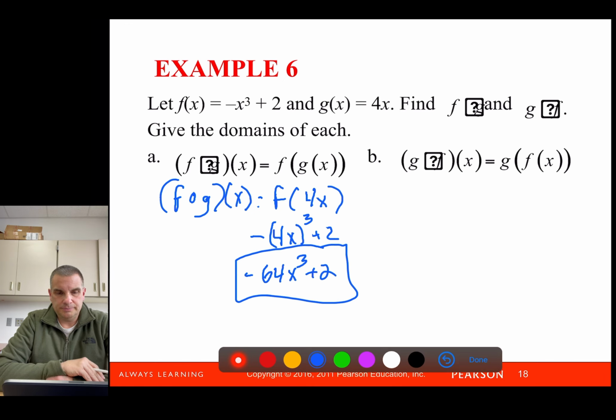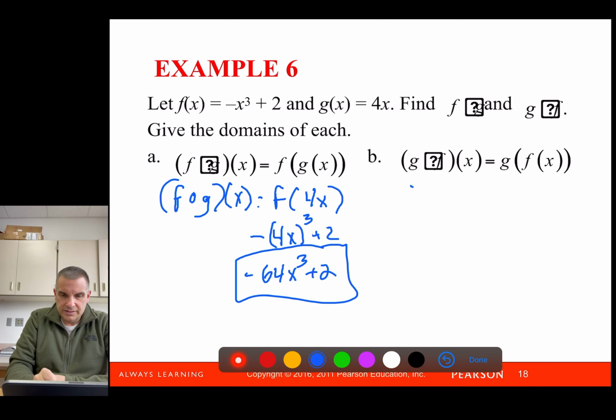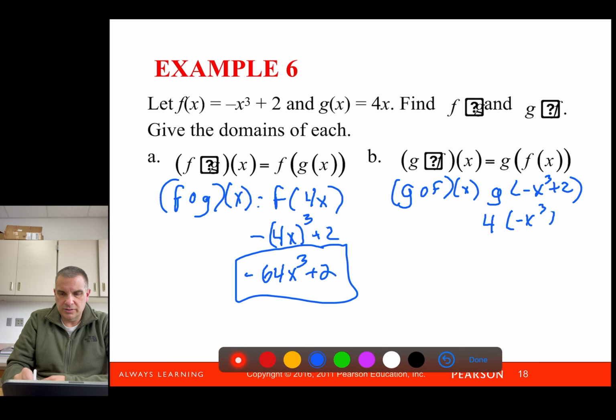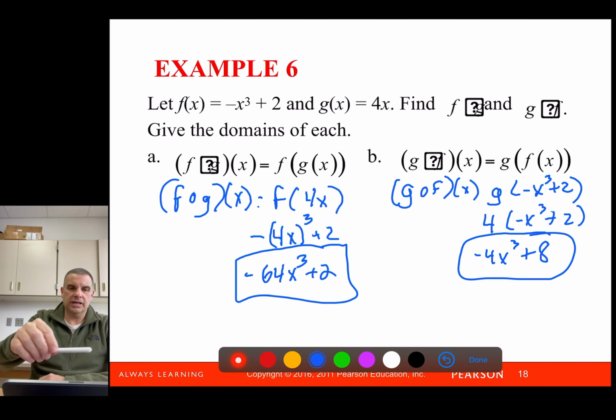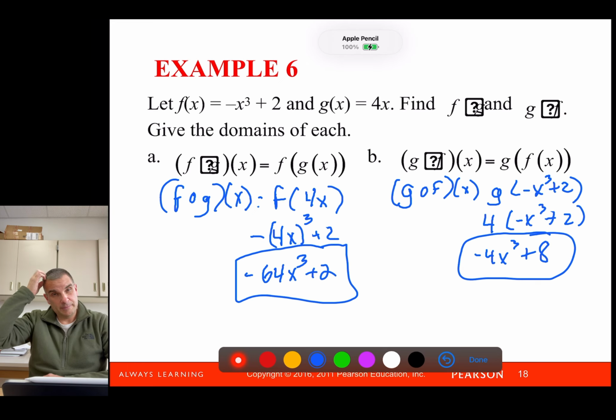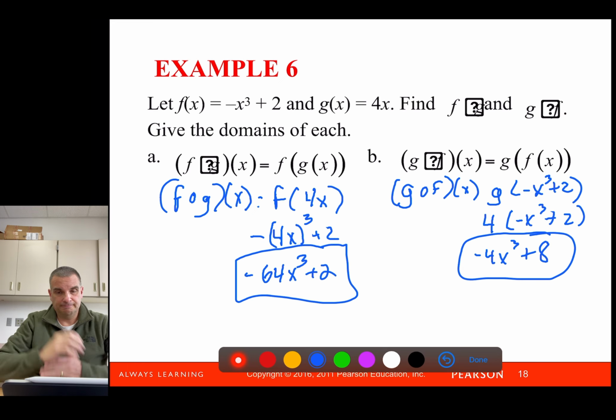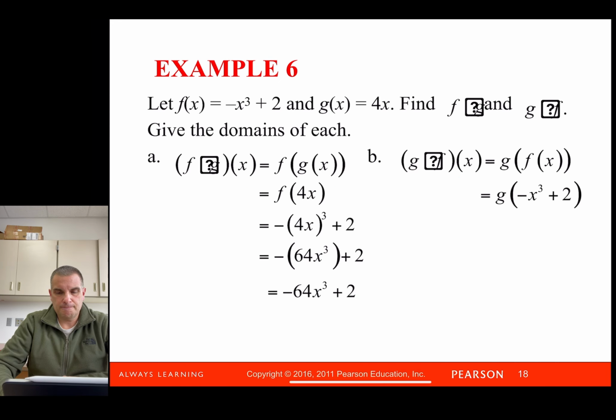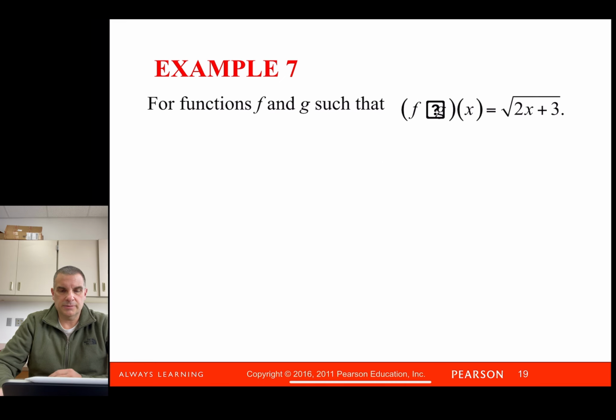And the last one, we're asked to find g of f of x. My f of x is negative x cubed plus 2. So anywhere in the g function where I see an x, I'm going to replace it with negative x cubed plus 2. So that's negative 4x cubed plus 8. And that's your solution for that one. So again, creating those rules in order to solve those composite functions, or creating those composite function rules. And then again, all reals for the domains.